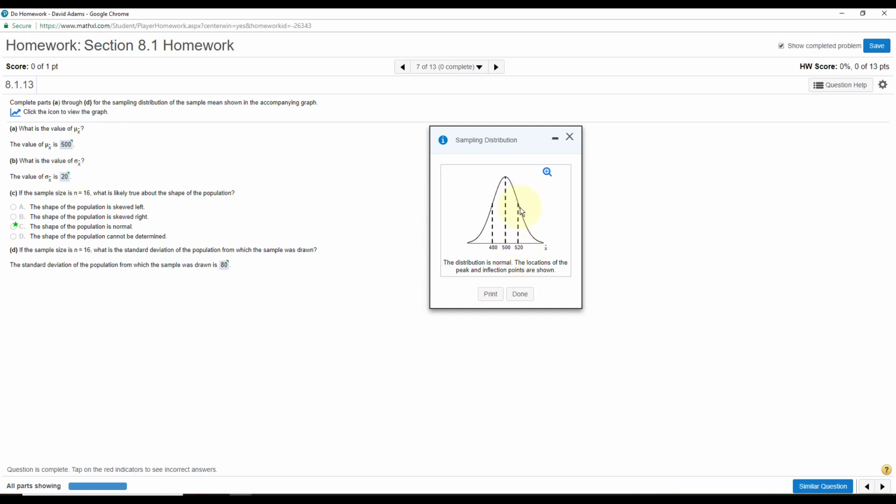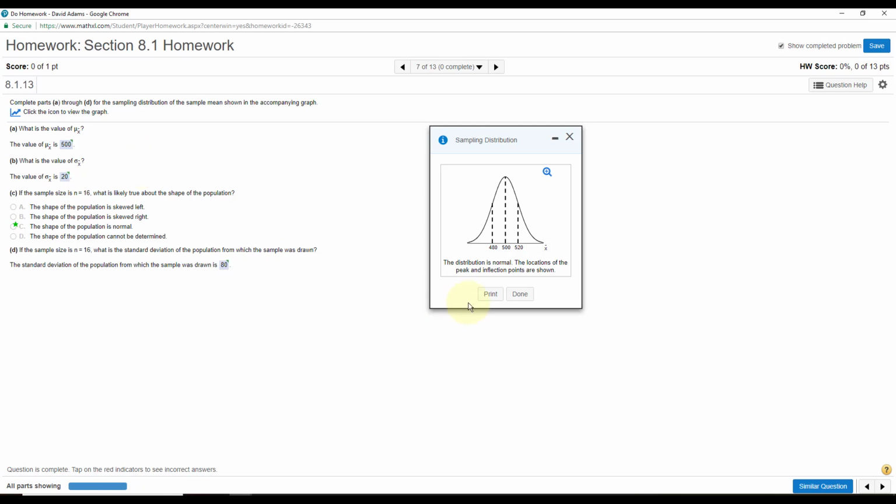Okay. Well, remember that with a normal distribution, the inflection point, where it goes from concave down to concave up, occurs at one standard deviation above the mean and one standard deviation below, and because that's 20 units over to that inflection point, that standard deviation must be 20.